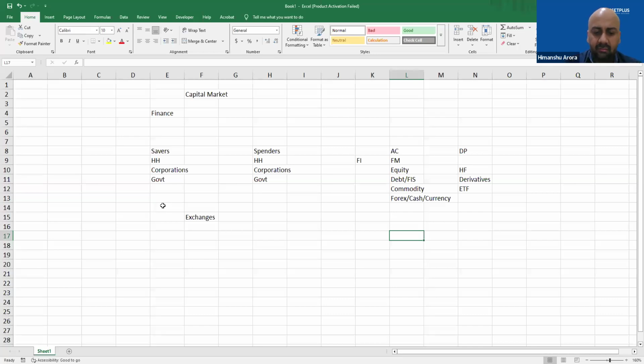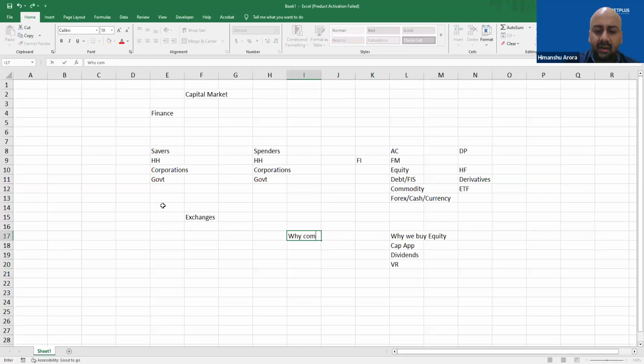Then we talked about why we buy equity. We buy equity primarily for three reasons. One, capital appreciation. Second, dividends. And third, voting rights. Please keep taking down the notes.